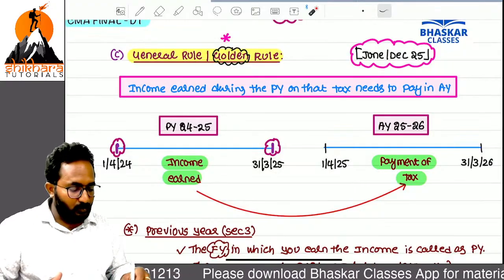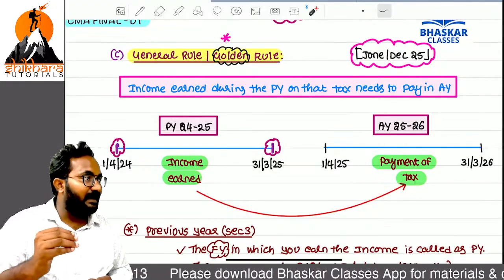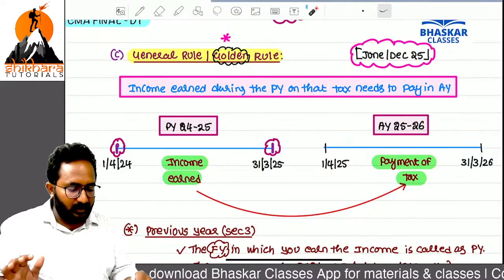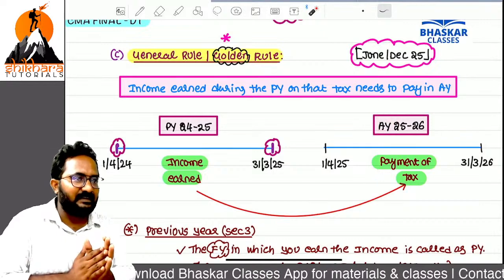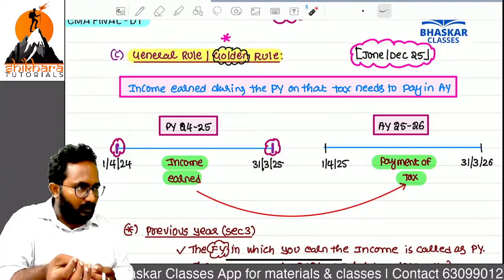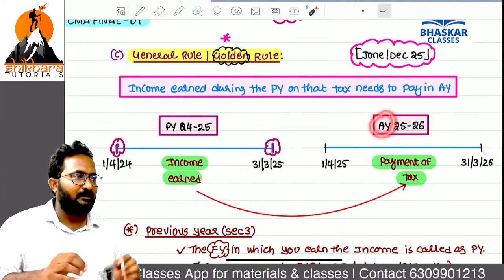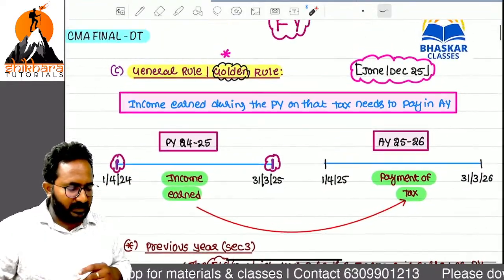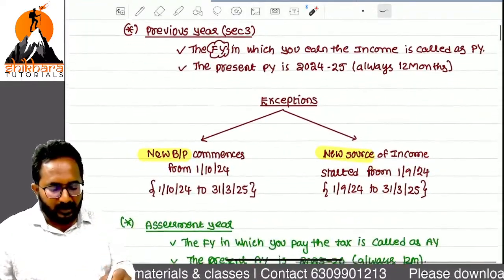So that's why you pay the tax in which year? The next succeeding financial year. That is only what we call the assessment year. Assessment means computation of total income. That's why we give the name assessment year. Now remember, now we can easily define what you mean by the previous year.